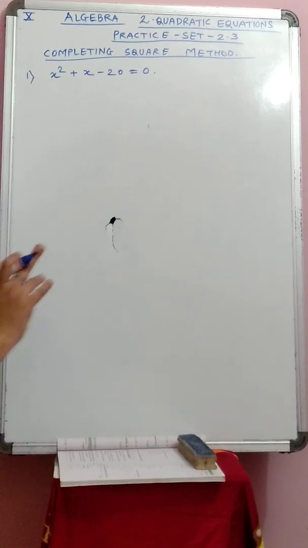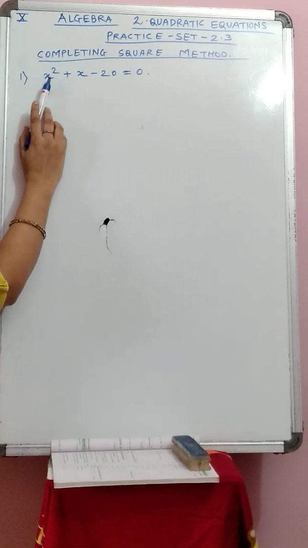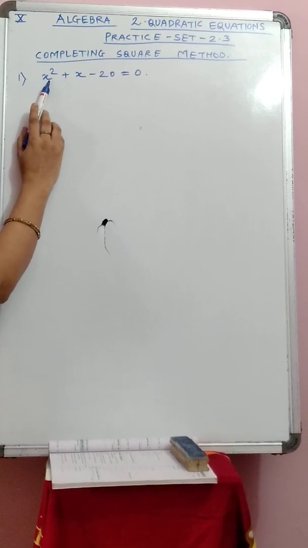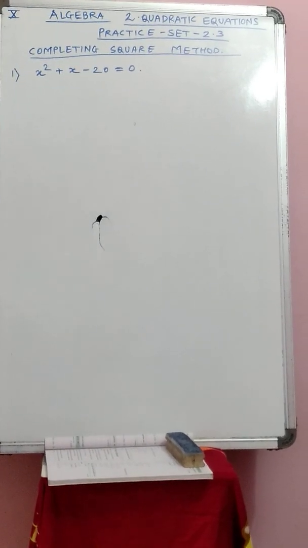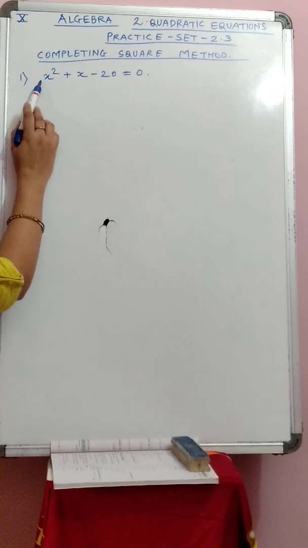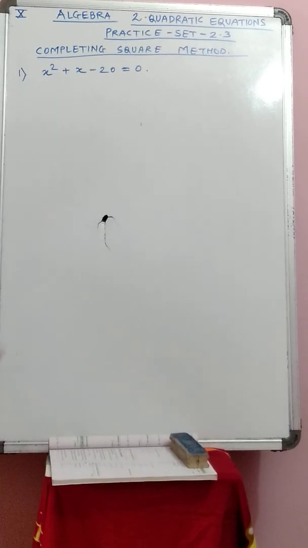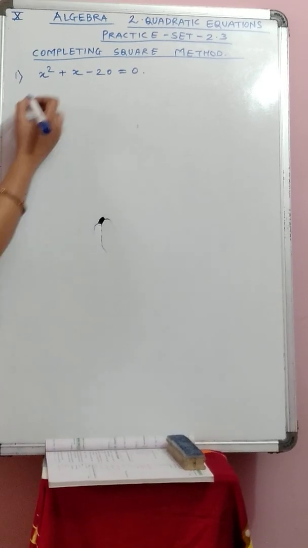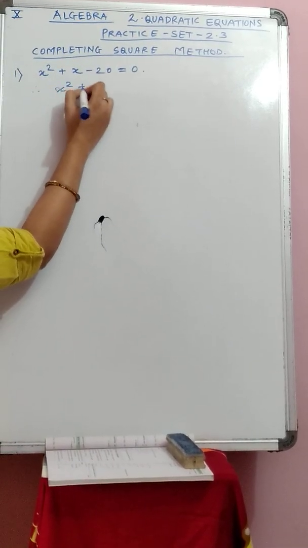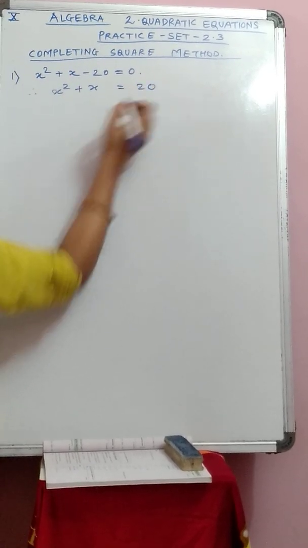Then the second step: you have to see if there is any coefficient with the first term, that is x square. With the square term, is there any coefficient? Then the method will be different. In this sum, I have not seen any coefficient with x square. So the method starts now. First step is x square plus x. This minus 20 will go to that side and it will become plus 20.